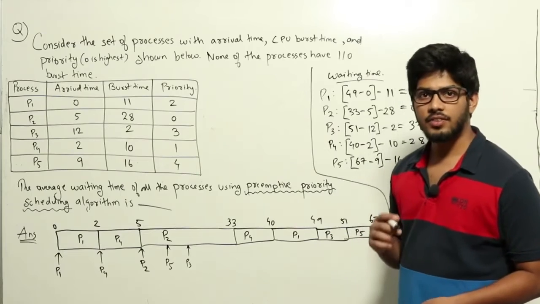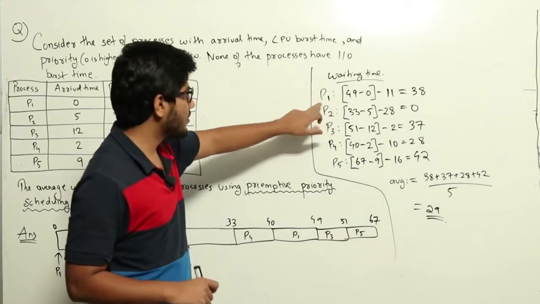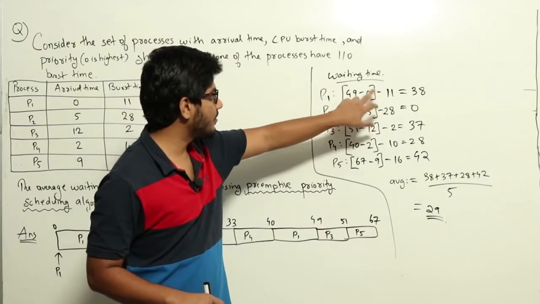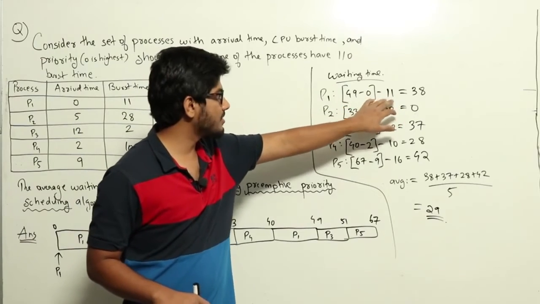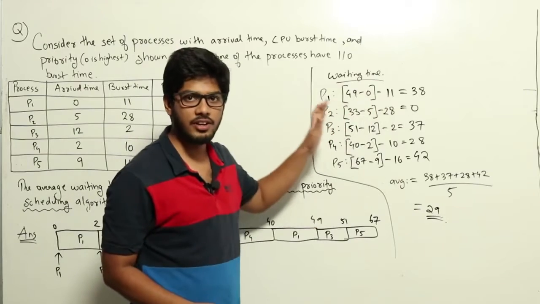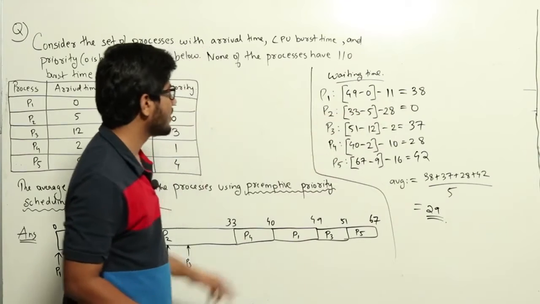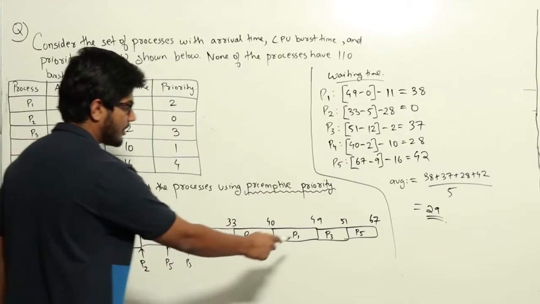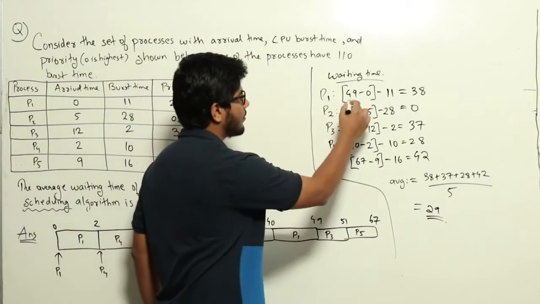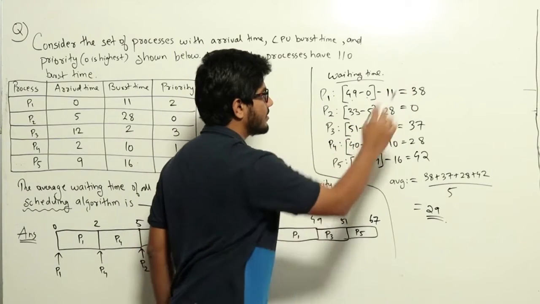Now let us calculate the waiting time for each of the processes. Waiting time of a process is given by the formula completion time minus arrival time minus the burst time. So completion time minus arrival time is the total turnaround time of the process. Turnaround time minus the burst time gives the waiting time of that process. So for P1 completed at 49, P1 arrived at 0. So turnaround time is 49 minus 0, and P1 had a burst time of 11. So this minus 11 gives 38.